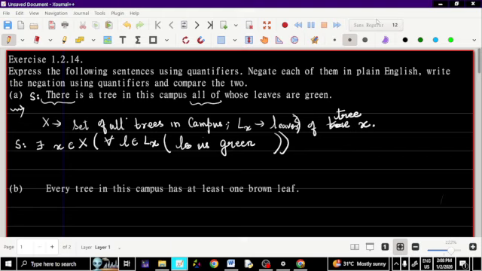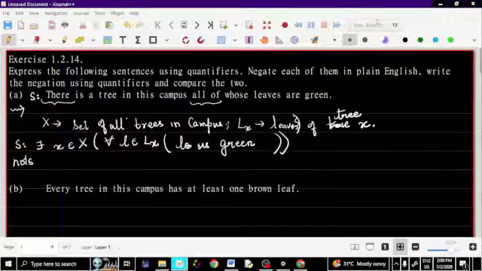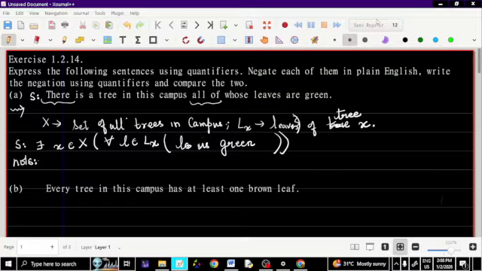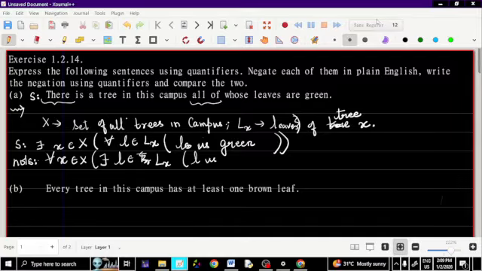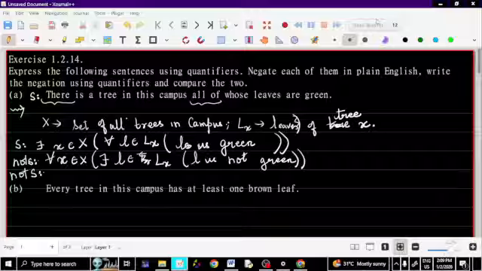Now when you negate it, how will it look? For all x in X, as we had seen earlier, the quantifiers get reversed. There exists l in Lx such that l is not green. This is the negation using quantifiers. And the negation in plain English will be: given any tree in the campus, there is a leaf on it which is not green.